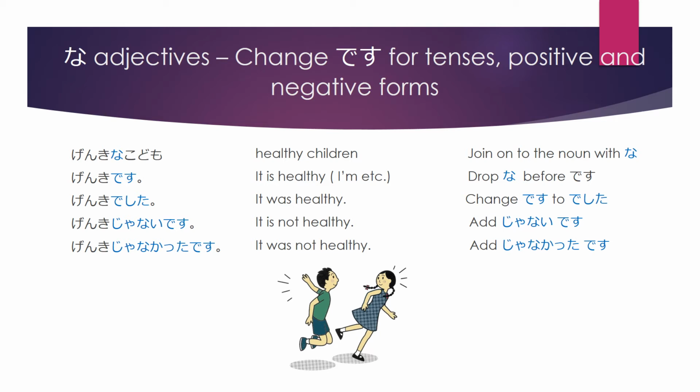If it was in the past tense, I was healthy or it was healthy, the desu changes to deshita. So, genki deshita. It was healthy. Then to make them negative, it's like adding the word is not or was not. We add in janai. So, genki janai desu. It is not healthy. And if we put that into past tense to make it was not healthy, it becomes genki janakatta desu.